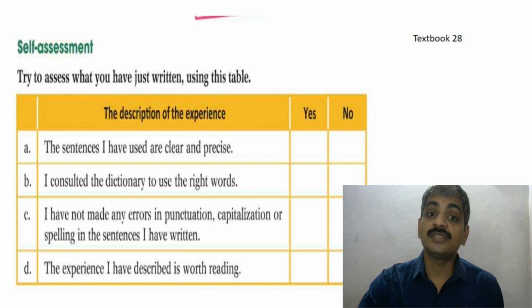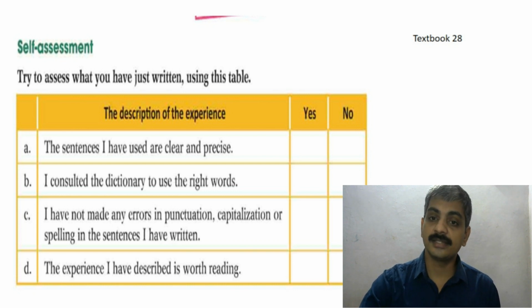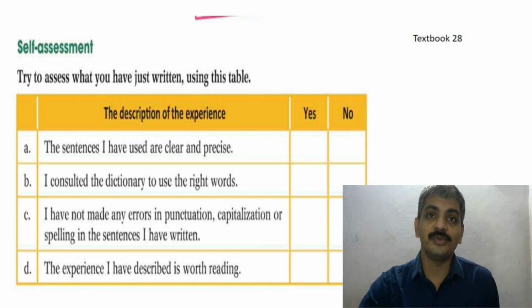Try to assess what you have just written using this table. The description of the experience. This you have to do yourself. The sentences I have used are clear and precise. If you think it is yes, you can put yes. Yes, I think you want to appreciate yourself. You can do it. You are allowed to. It is self-assessment. Nobody is going to assess you. It is you who are going to assess yourself.